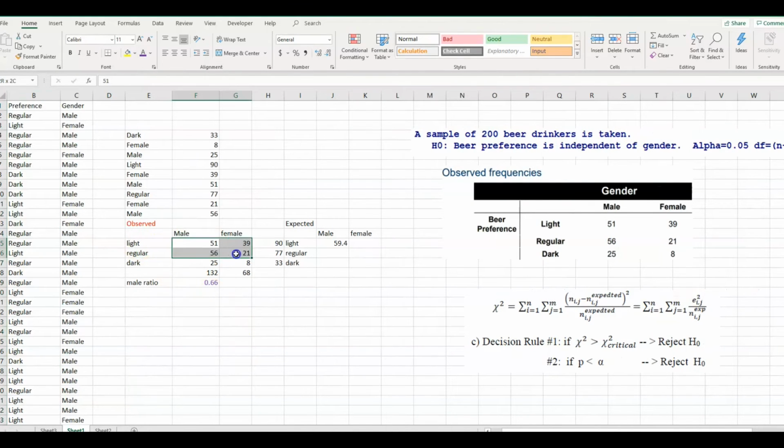Okay, so these are our observations: 51, 39, 56, 21, 25, 8. We calculate the total male and total female. This number divided by the summation of these two will be the ratio of all the males. If male and female don't care about being different types, then this should be the same. So this is 60% of 90.